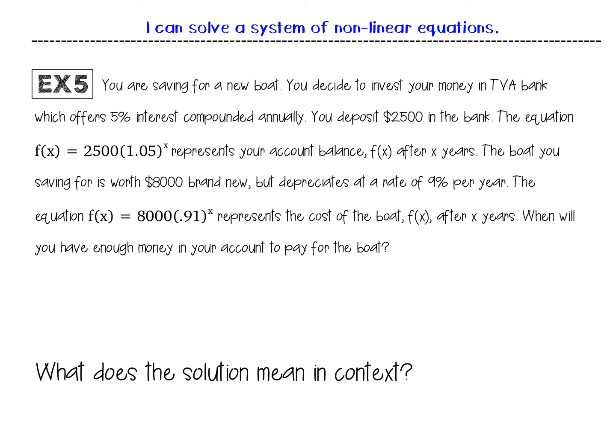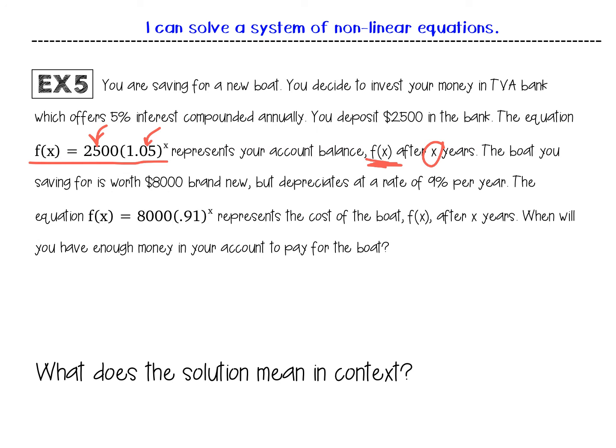All right, on this one, you are saving for a new boat, and you decide to invest your money in TVA Bank, which offers 5% interest compounded annually. You deposit $2,500 in the bank, so I've got this equation right here. That represents that. My initial value, and this is the growth rate. And it's going to be your account balance, that's the output, after x years.